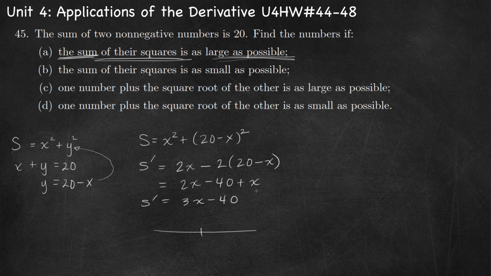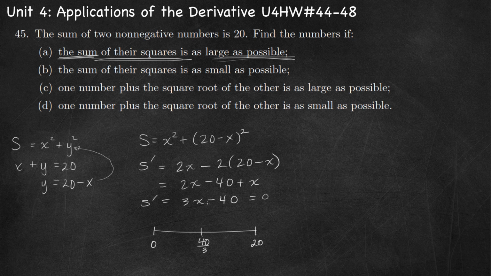Our critical value, if we're setting this equal to 0, we get 40 over 3. And in terms of possible endpoints, we are told that the numbers are non-negative, so the smallest they can possibly be is 0. And their sum is 20, so the largest each one could possibly be is 20. Now we're going to pick test points. So 40 divided by 3 is more than 1. So we can use 1 as a test point.